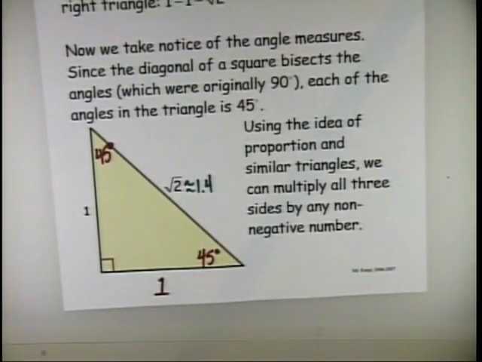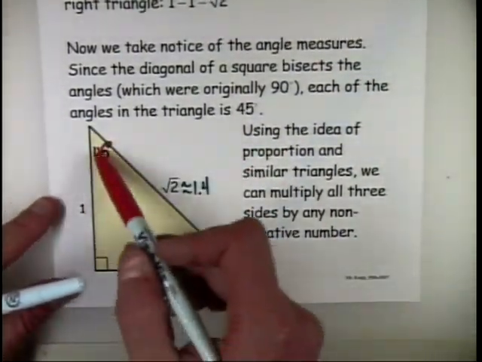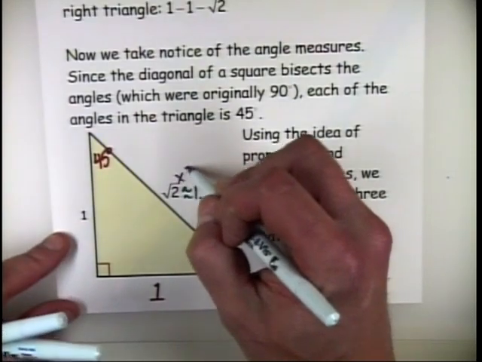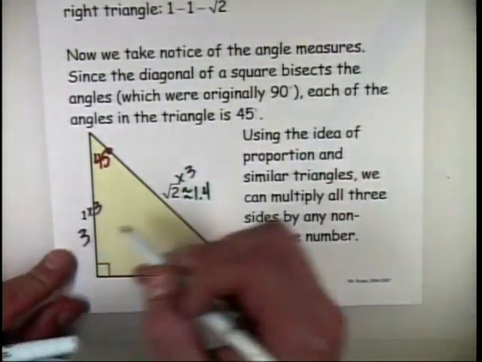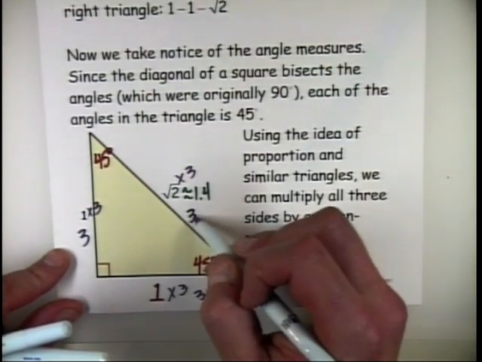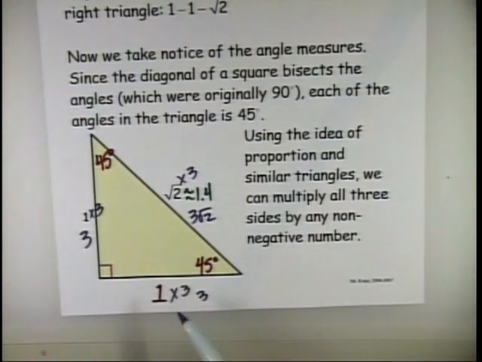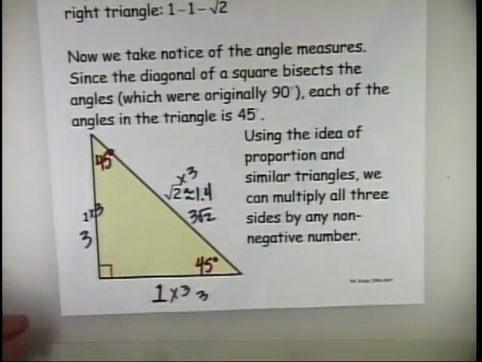Now what we can do, remember from similar triangles, is we can take this special triangle, 45, 45, 90, and I can multiply all three sides by any number. For instance, if I want to make it larger, I can multiply everything by 3 all the way around. And that'll give me a 3, 3, and 3 square root of 2 triangle, which is still a 45, 45, 90. Remember, when we dilate or get a similar triangle, we preserve the angle measures.